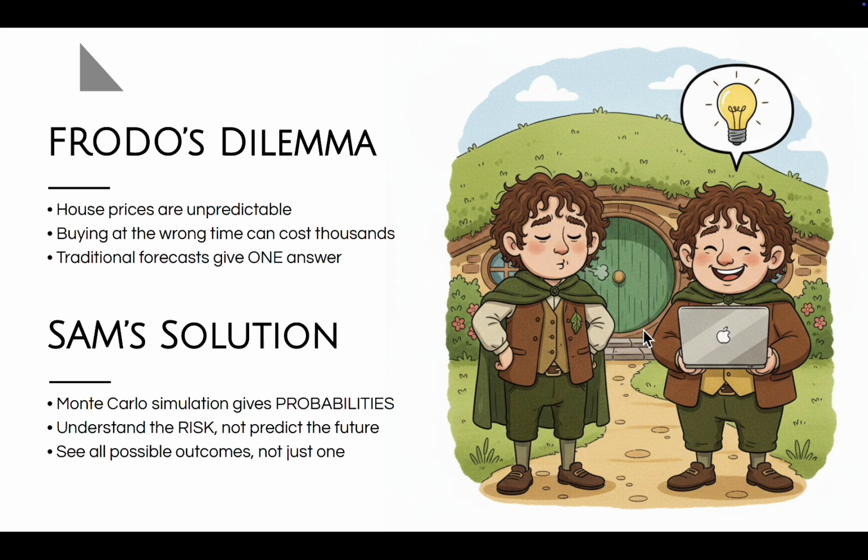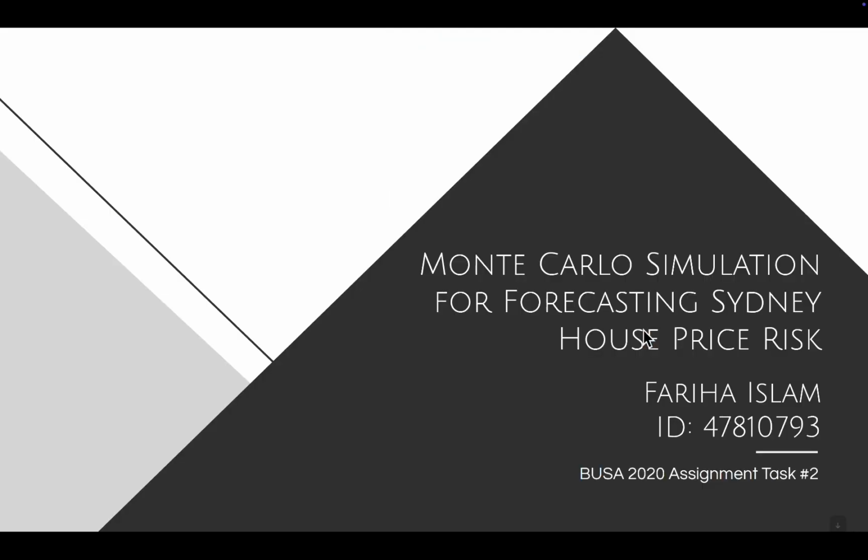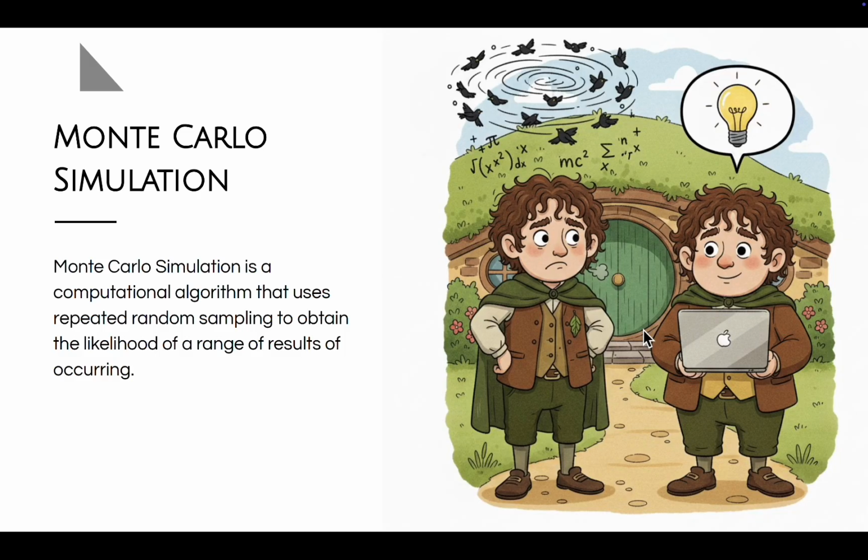Hey everyone, I'm Fariha, and today I will be explaining the tool Sam used. It's called Monte Carlo simulation. Monte Carlo simulation is a computational algorithm that uses repeated random sampling to obtain the likelihood of a range of results occurring. It was named after the Monte Carlo casino due to its reliance on random numbers and chance, similar to games like roulette.